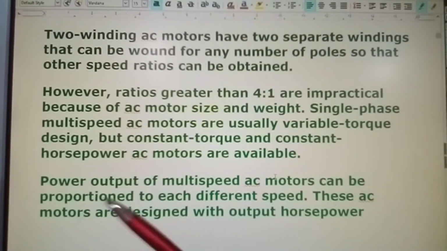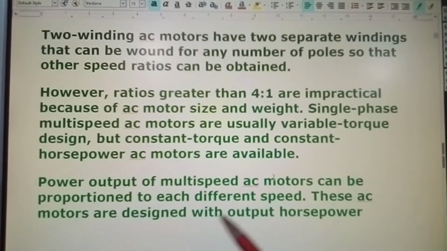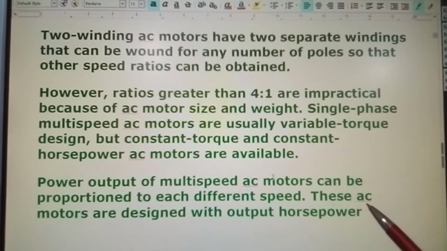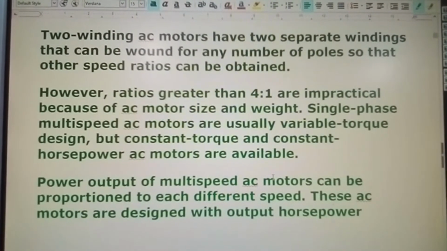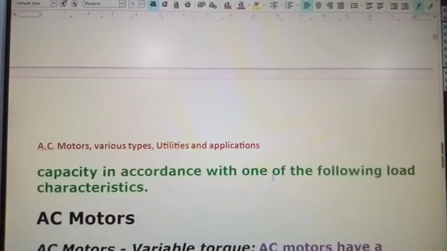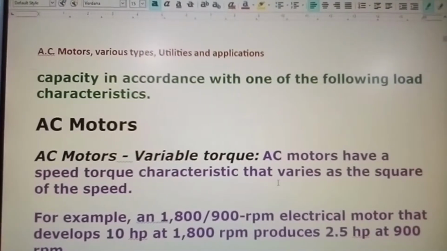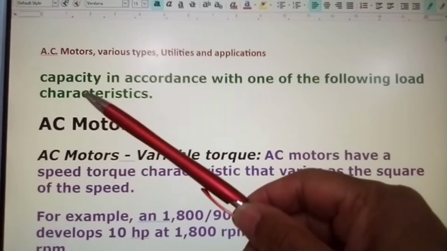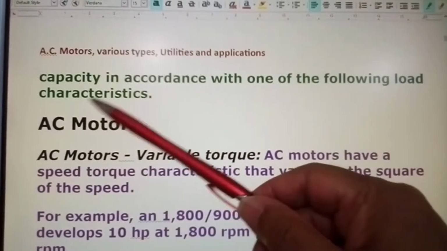Now, power output of multi-speed AC motors can be proportional to each different speed. These AC motors are designed with output horsepower capacity in accordance with one of the following load characteristics.